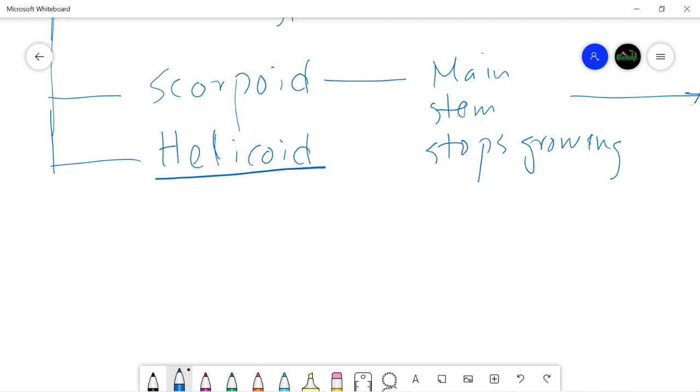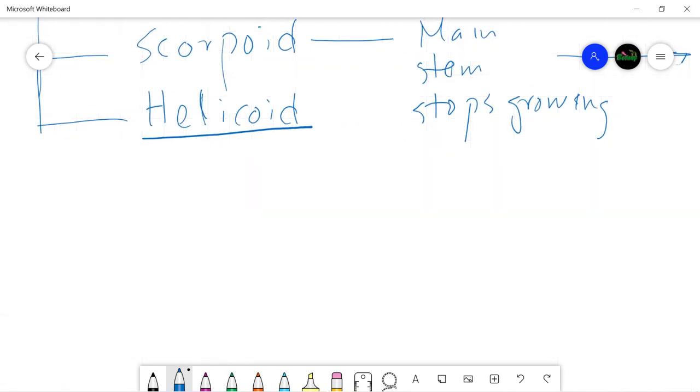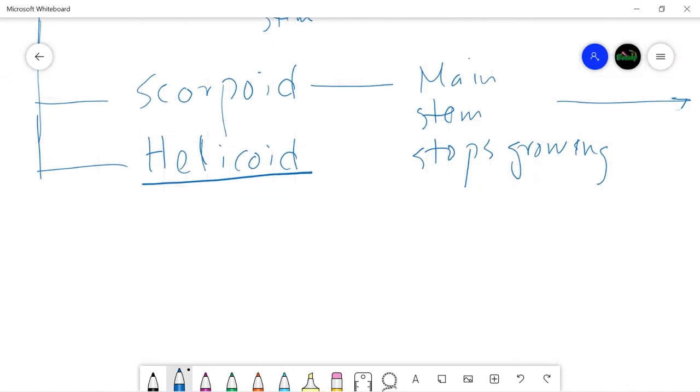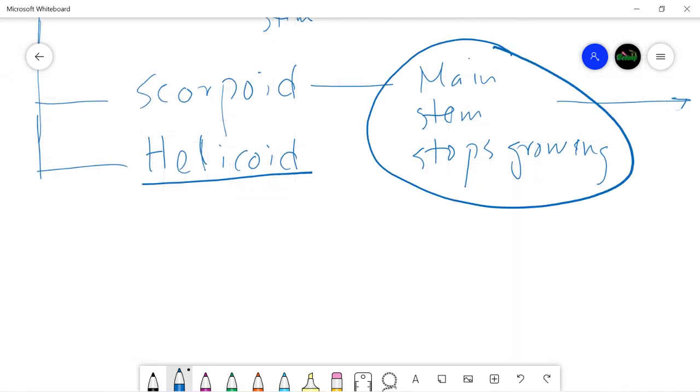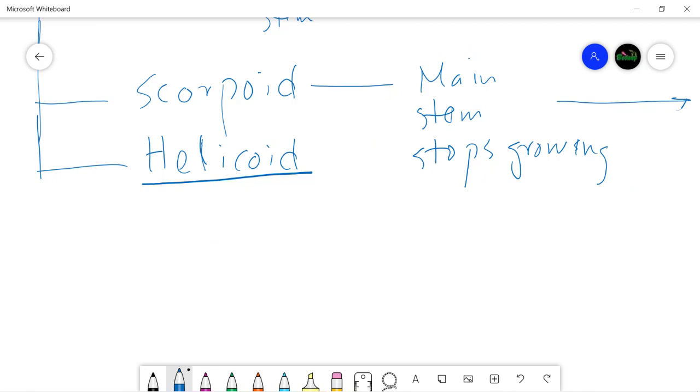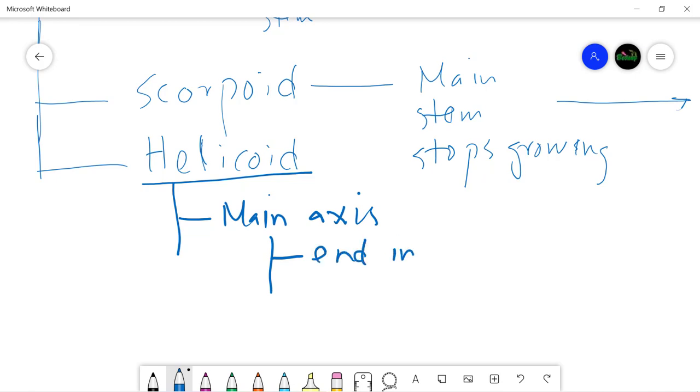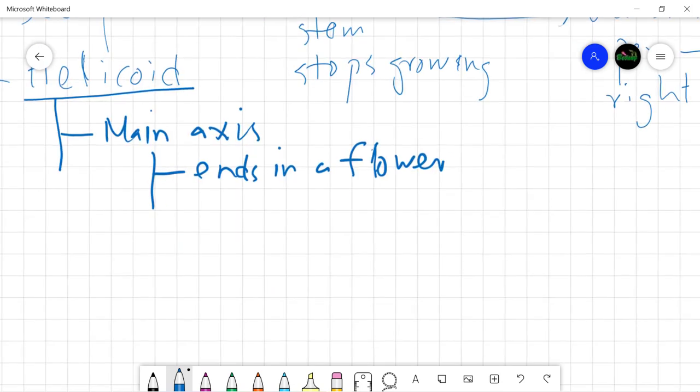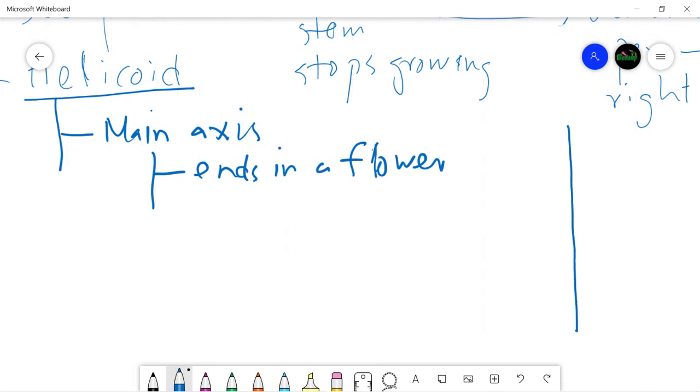As we know that the branching pattern in Cymose, the various kinds of Cymose, is the same, and that is the main axis stops growing. So the same case here in Helicoid branching, and let's state it a little differently in terms of flower. The main stem or main axis ends in a flower. So this is the main axis and it has ended in a flower.